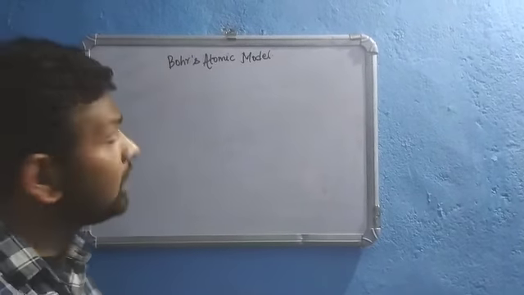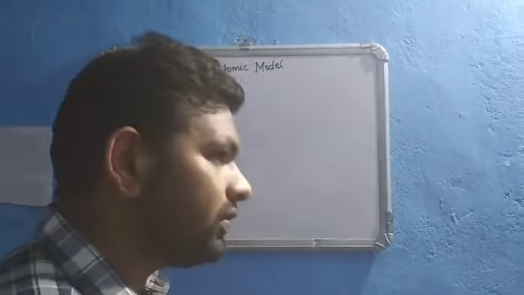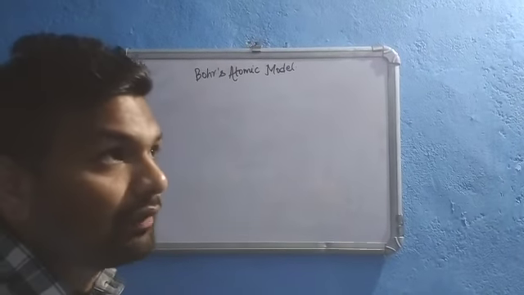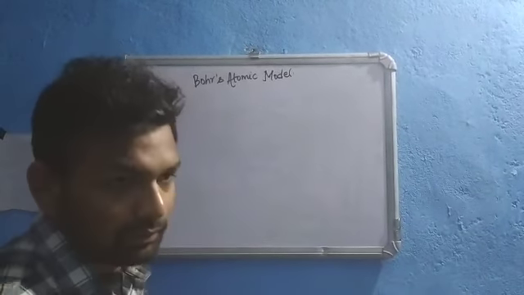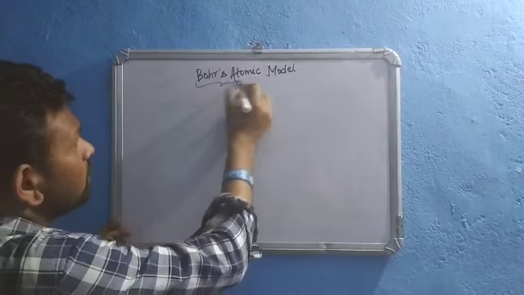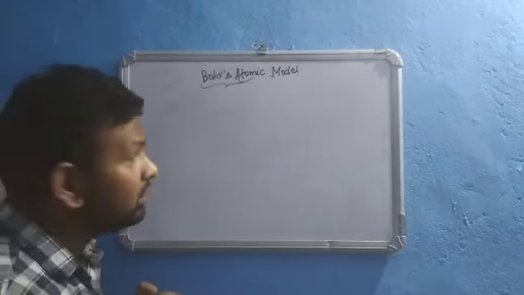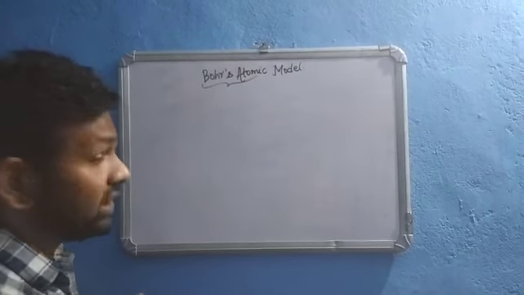Okay, hello students. In the last class, I have already discussed the flaws related to Rutherford's atomic model. We have already discussed that it could not explain the stability of an atom. Then came Niels Bohr, who gave his own model, which is known as Bohr's atomic model.